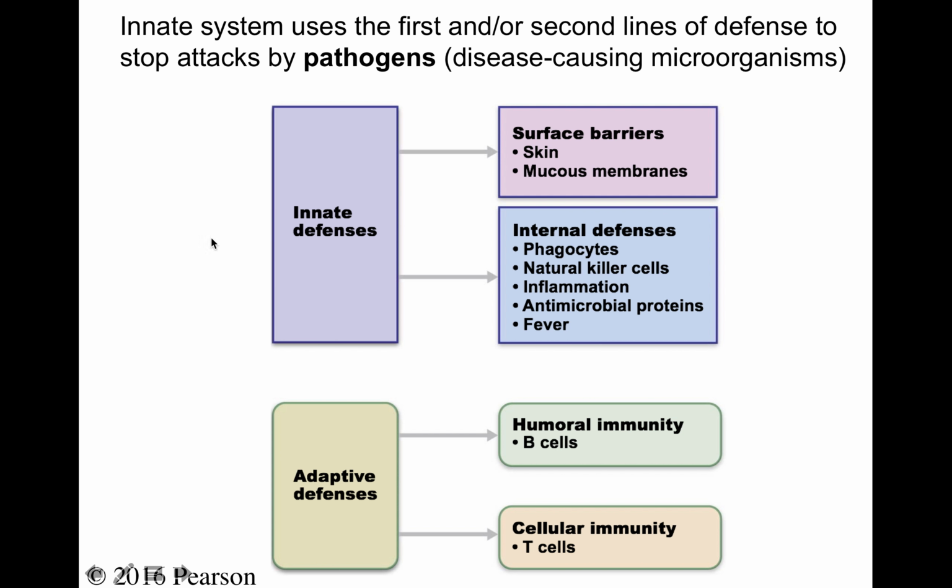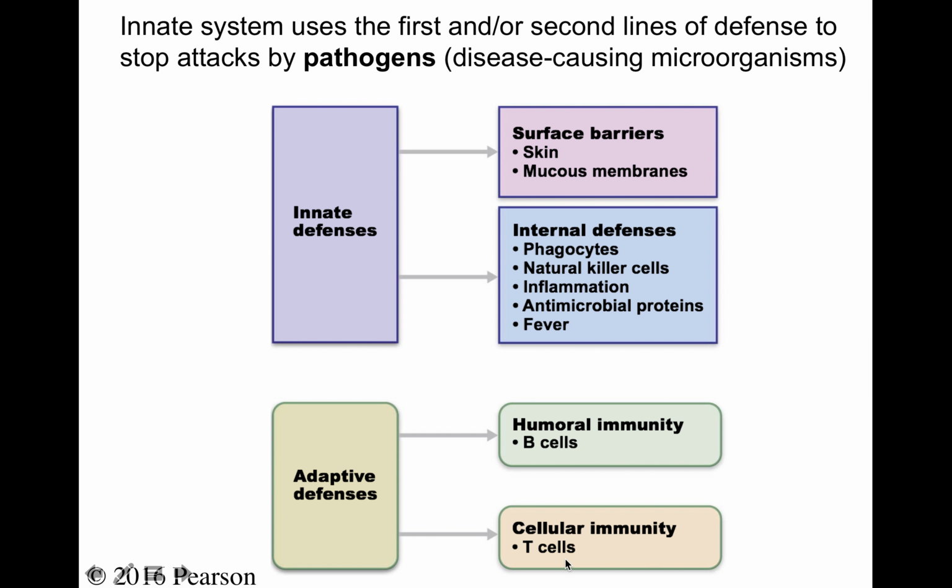Here's just an idea about the breakdown of your immune system. When we think about the innate or non-specific immunity, we have your surface barriers, and if those surface barriers are breached, then you rely on your internal defenses, such as I mentioned, inflammation, phagocytosis, fever, antimicrobial proteins, etc., to defend the body. And while that is happening, in many cases, you also start to activate your adaptive defense, which is made up of your B cells and your T cells.